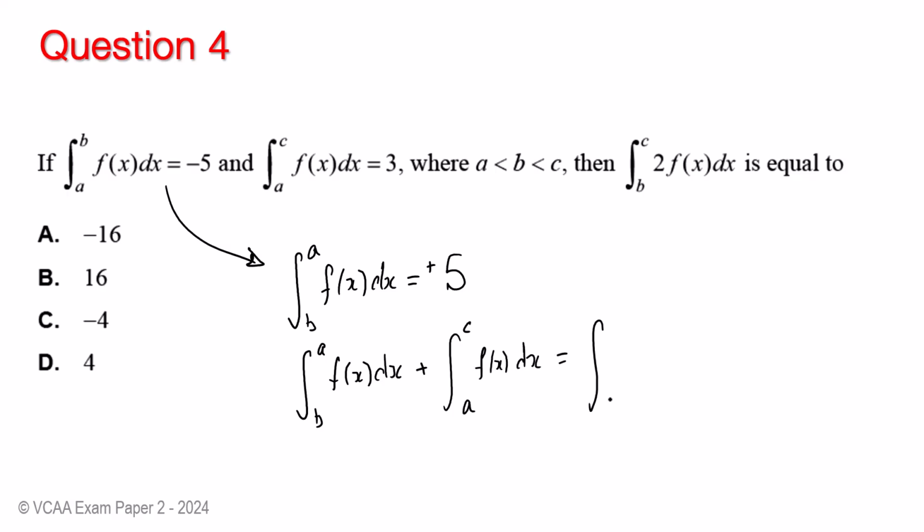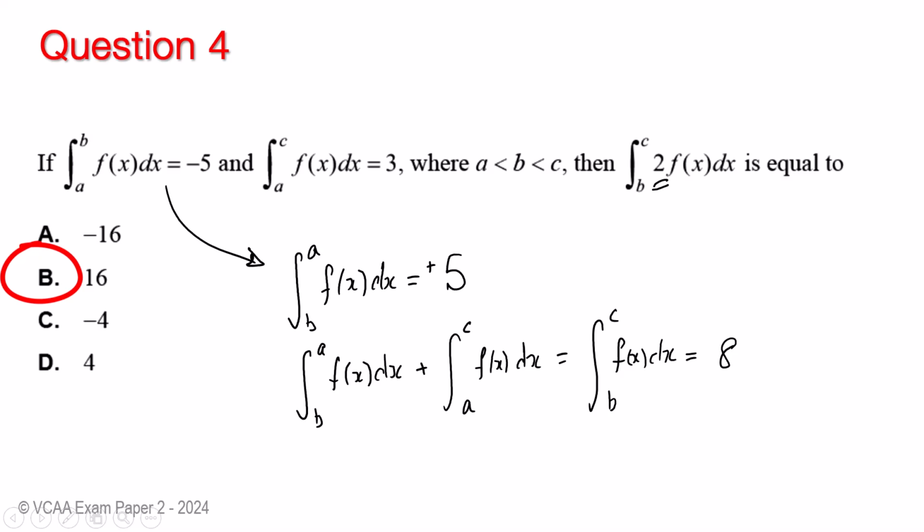The question asks for the integral from b to c for 2 times f of x, so we simply multiply our answer by 2 since the 2 in this case is operating on the output rather than the input. So the answer is 16, which aligns to option B.